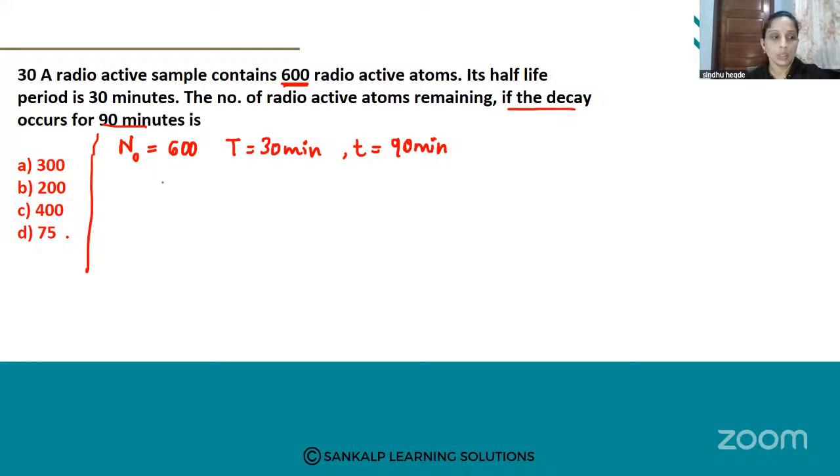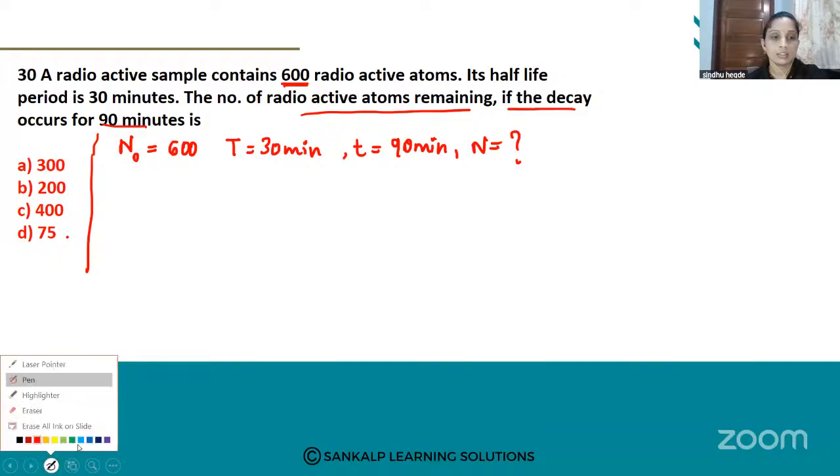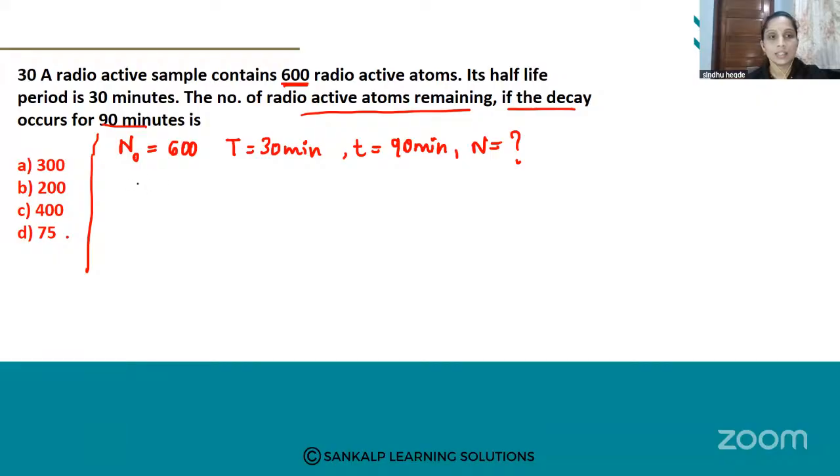You have to calculate the number of atoms remaining after decay occurs in 90 minutes. You should calculate how many radioactive atoms are remaining after 90 minutes. Which formula do you have to use here? See here again they do not give the n value. So you have to calculate it. Which formula will you use? Think about it.